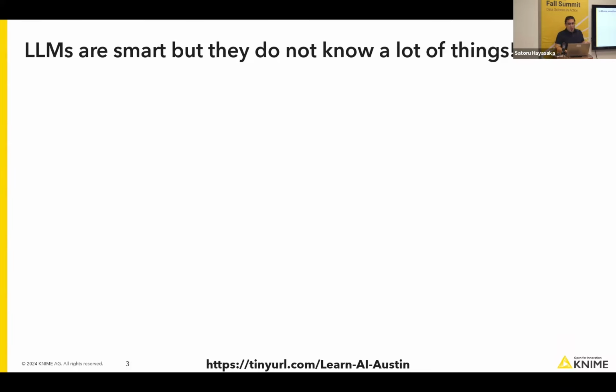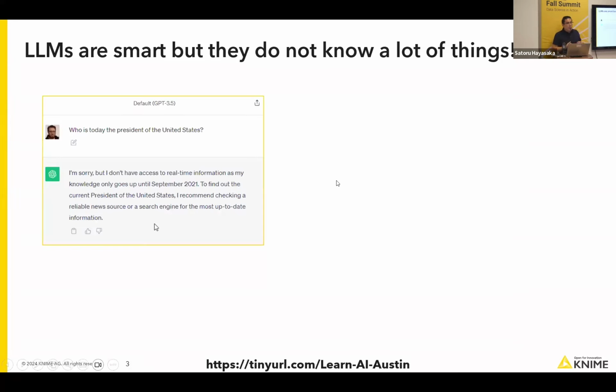So here's an example of this. You ask a question to ChatGPT, who today is the president of the United States? And the answer you'll get from ChatGPT is, I'm sorry, but I don't have access to real-time information as my knowledge only goes up until September of 2021. So in other words, ChatGPT is telling me that I don't really have up-to-date information. You should just search it yourself.